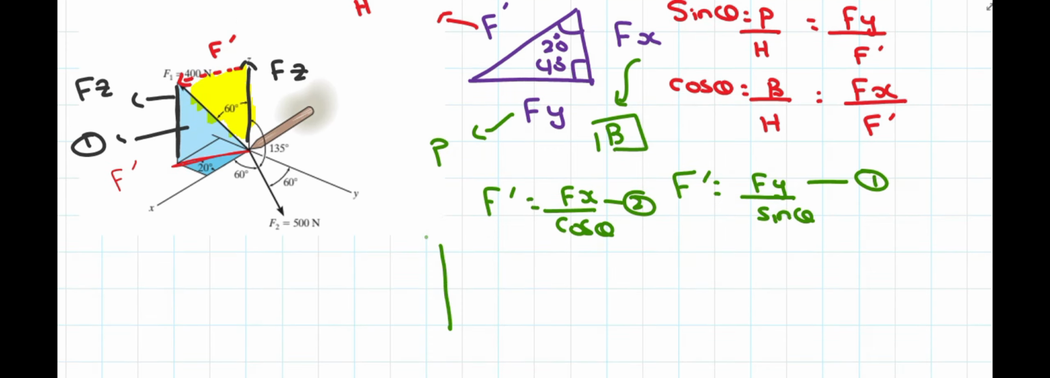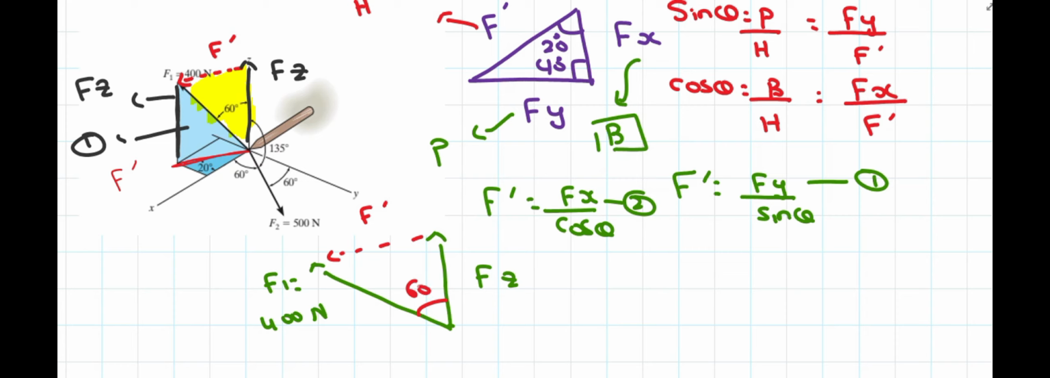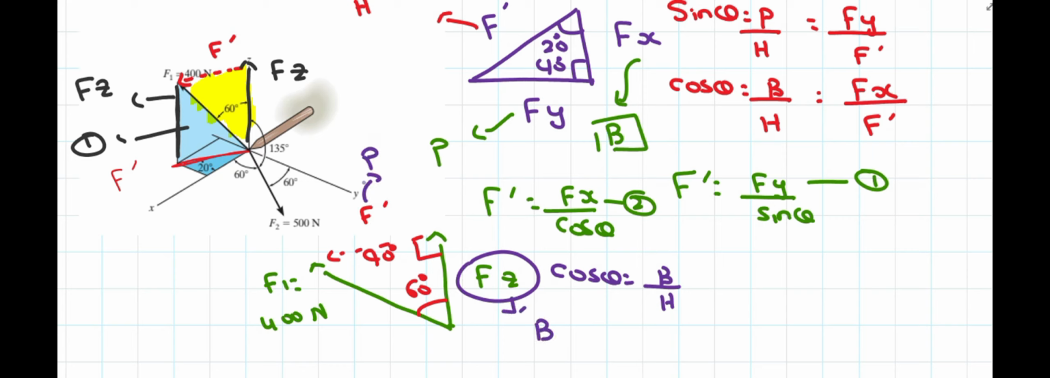This is our Fz, this is our F1 force, which has the magnitude of 400 Newton, and this is our F prime. This is our 60-degree angle, and this is our 90-degree angle. So apply the sine theta and cos theta functions here. We know that cos theta is equal to base upon hypotenuse. The base in this case is the Fz, and the perpendicular in this case is the F prime, and the remaining side is nothing but the hypotenuse.